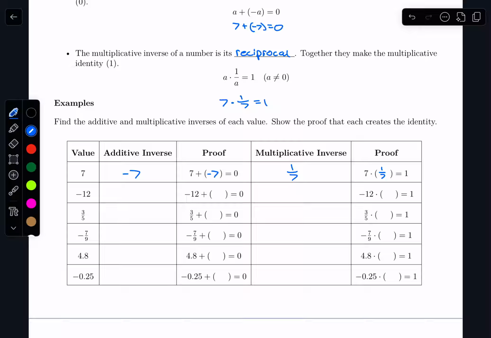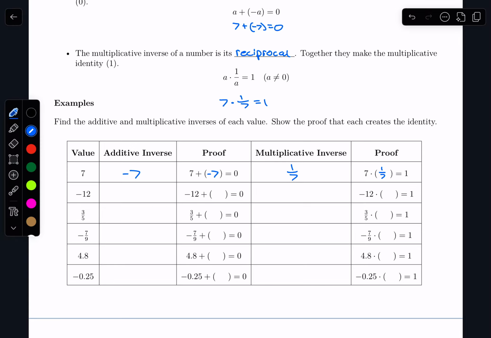Now, the reason I have this whole table here is so we can see how this works for different types of numbers. So a normal positive integer is the easiest to see this for, right? 7, the opposite just becomes negative 7. The multiplicative inverse just becomes 1 over 7. That's as simple as it gets. But we can do this with any type of number.